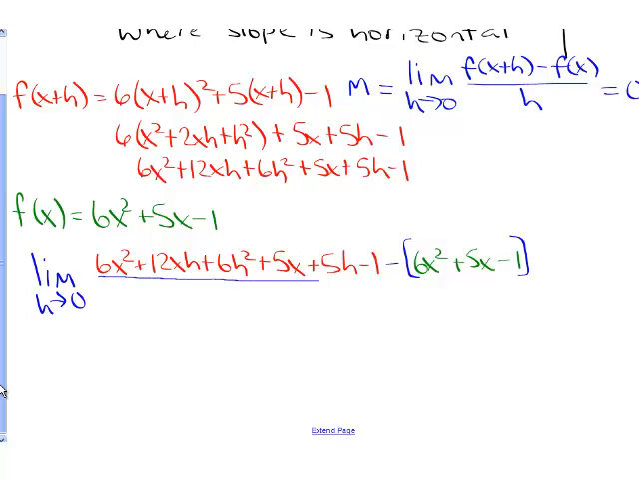But that's all over h. Guess what goes away now? I've got back here in green, everything in green, because I'm subtracting it all, becomes minus 6x squared minus 5x plus 1. So guess what? 6x squareds cancel out. 5x cancels out. 1 cancels out. And everything that's left has an h in it, which is what I have to have.